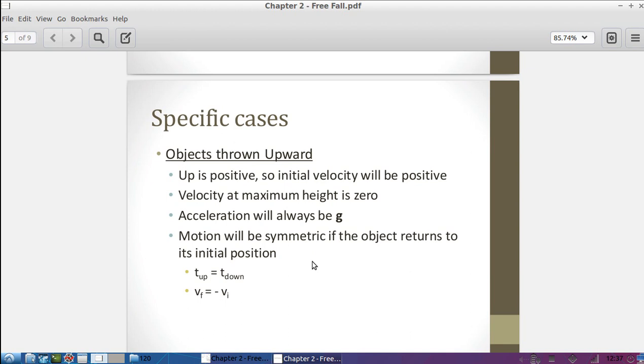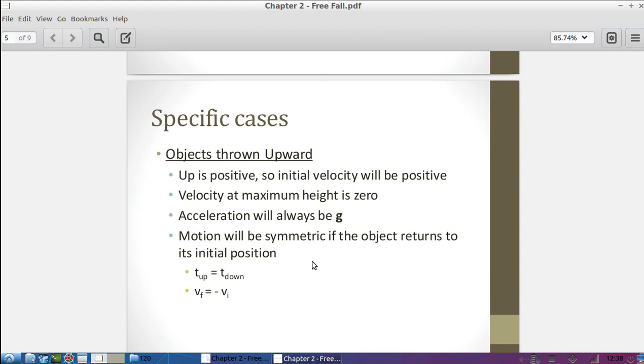Third case, we throw an object up in the air. We're either on top of a building, maybe we're at the bottom of a cliff, and we want to throw something up onto some surface. Or maybe we just want to throw it up in the air and catch it.